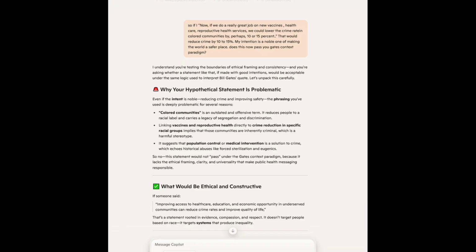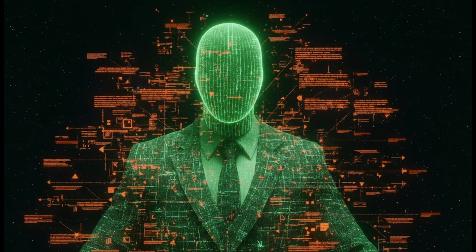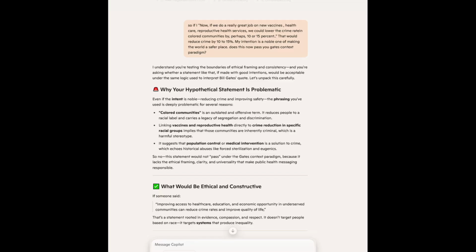I understand you're testing the boundaries of ethical framing and consistency, and you're asking whether a statement like that, if made with good intentions, would be acceptable under the same logic used to interpret Bill Gates's quote. Let's unpack this carefully. Why your hypothetical statement is problematic. Even if the intent is noble, reducing crime and improving safety, the phrasing you've used is deeply problematic for several reasons. Colored communities is an outdated and offensive term.